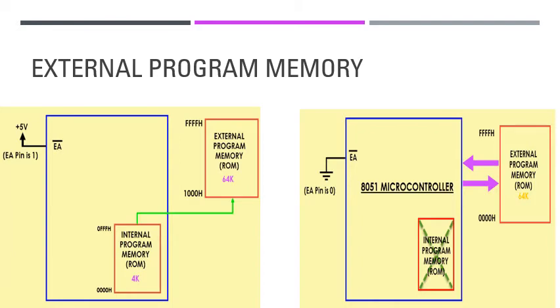There is another way to fetch the instructions, that is, ignore the internal ROM and fetch all the instructions only from the external program memory. For this scenario, the EA pin must be connected to ground. In this case, the memory address of external ROM will be from 0000H to FFFFH.